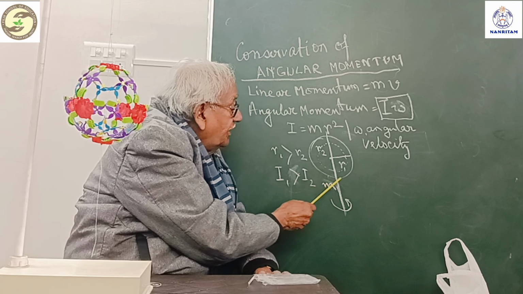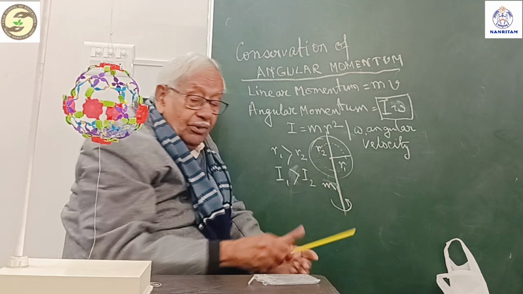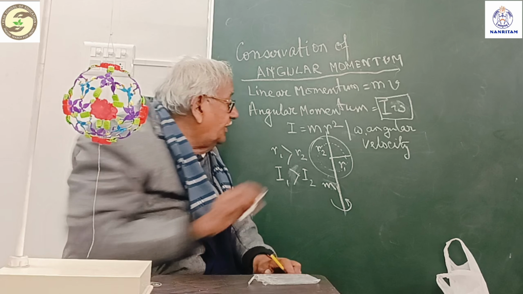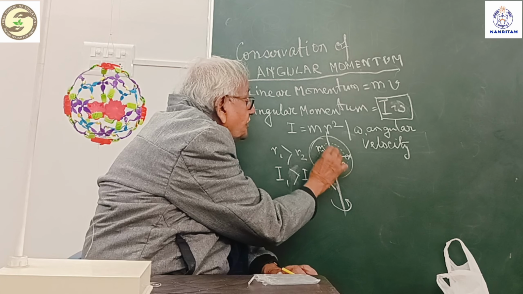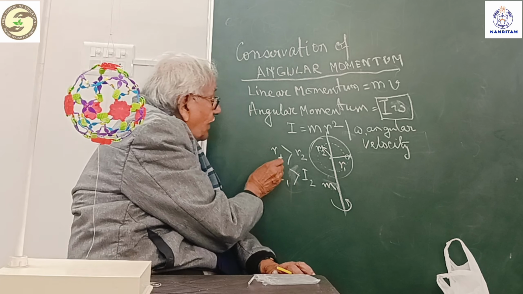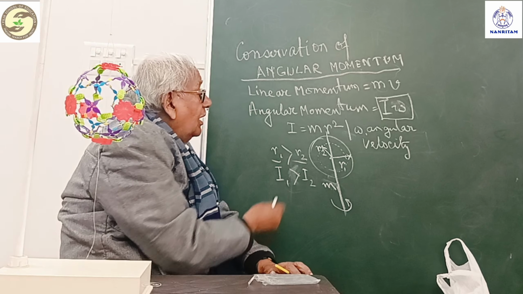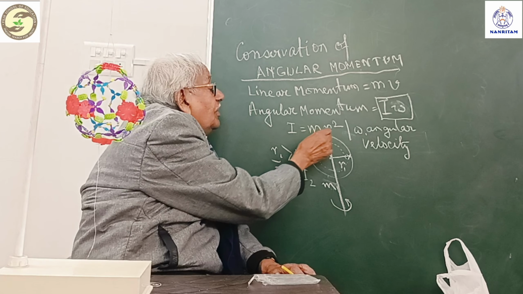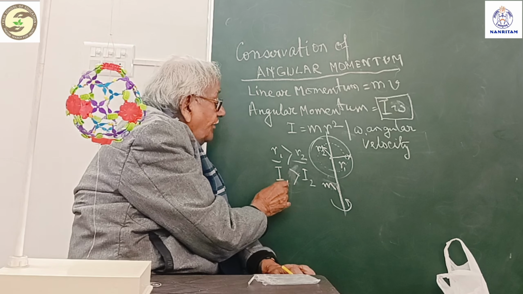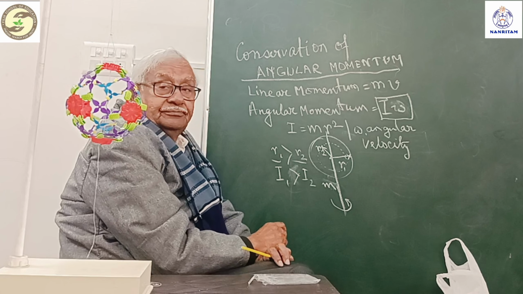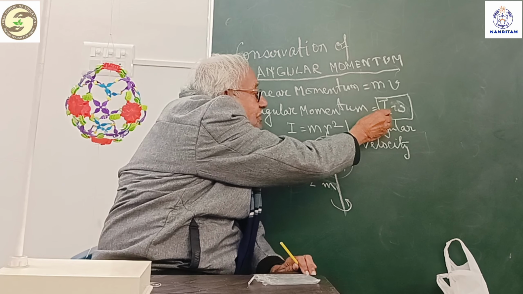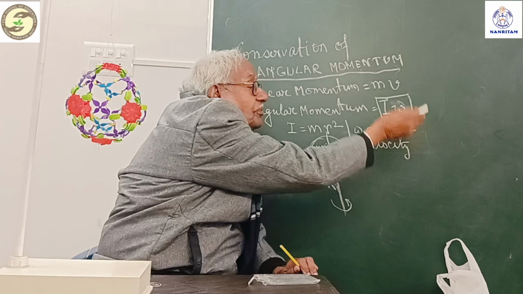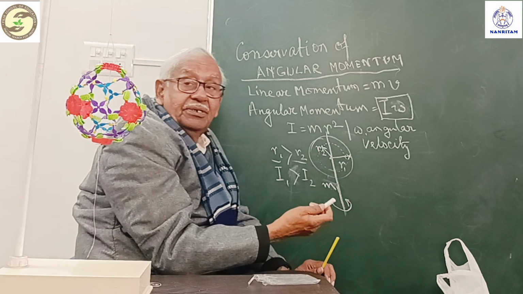Initially, its radius was R1. Later on, this becomes R2. So, if R1 is greater than R2, then since I is equal to mr square, I1 will be greater than I2. Then what happens? If I increases, omega decreases, or if I decreases, omega increases.